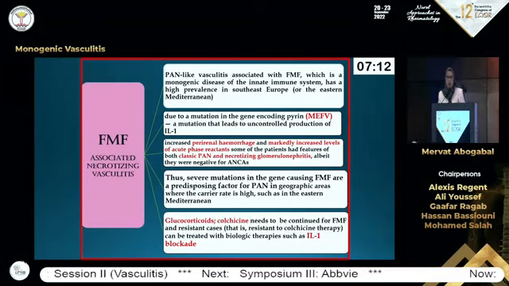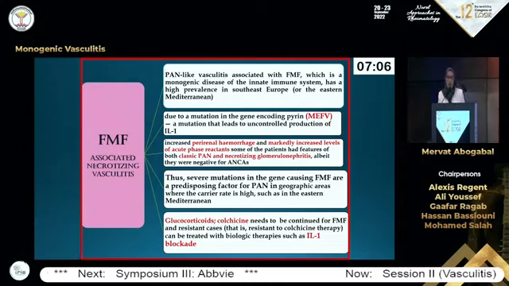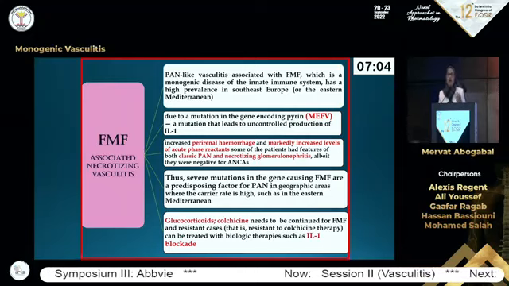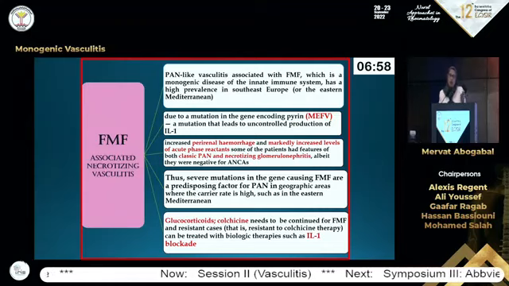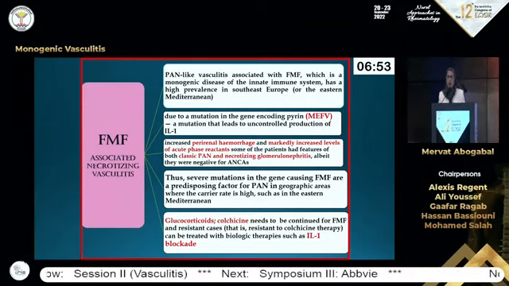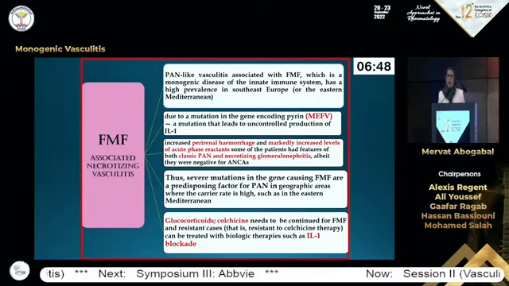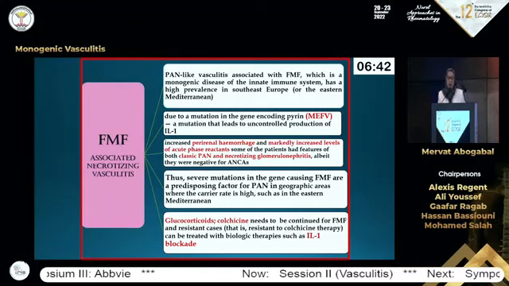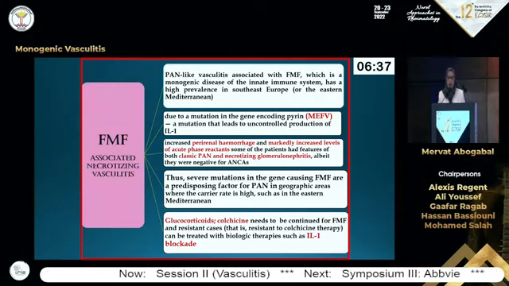With genetic studies, they proved that mutation in the familial Mediterranean fever gene MEFV, which encodes pyrin, results in uncontrolled production of interleukin-1, which in its turn results, in addition to serositis and periodic fever, in necrotizing vasculitis resembling polyarteritis nodosa. But with higher prevalence of perirenal hemorrhage and very high acute phase reactants. The recommended treatment for this form of monogenic vasculitis is glucocorticoids, and if there is familial Mediterranean fever, colchicine should be continued, and in resistant cases, interleukin-1 inhibitor.